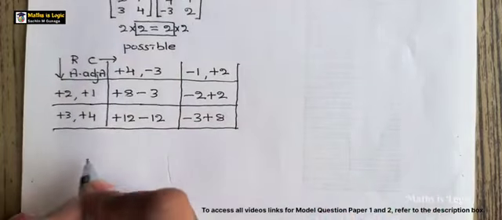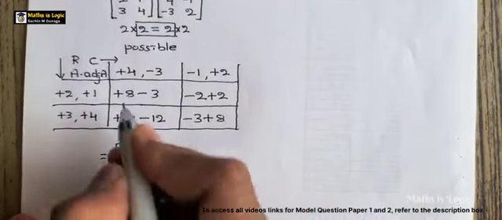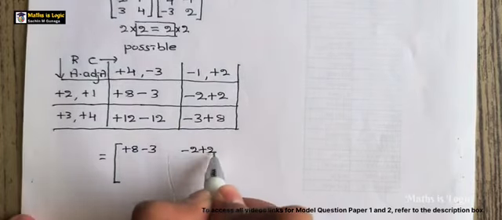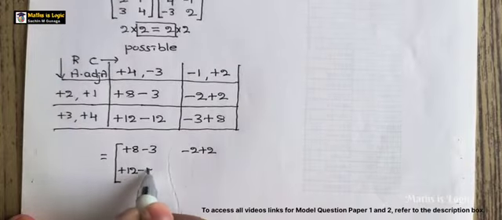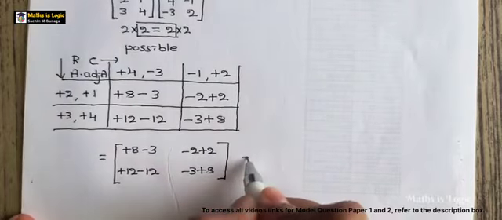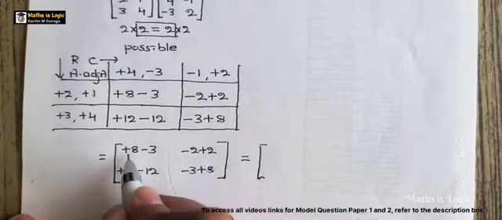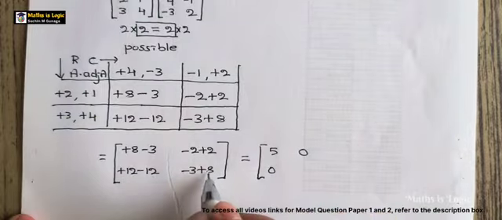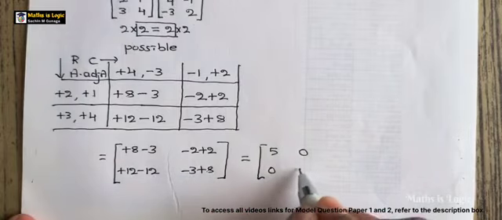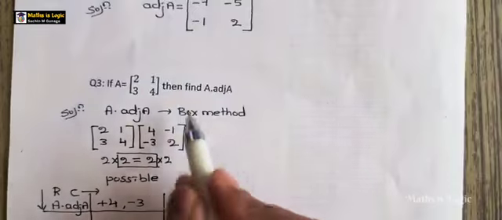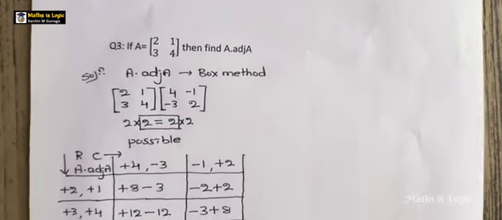Now in matrix form, write plus 8 minus 3, minus 2 plus 2, plus 12 minus 12, minus 3 plus 8. Therefore, which is equals to, use the calculator. 8 minus 3, it gives you 5. Minus 2 plus 2, 0. 12 minus 12, 0. Minus 3 plus 8 is 5. So this is the value of A into adjoint of A. So this is the second type.